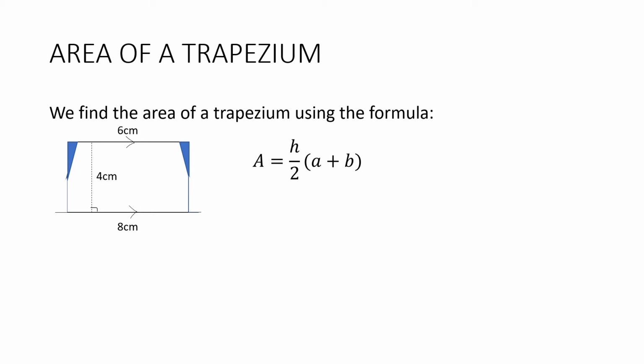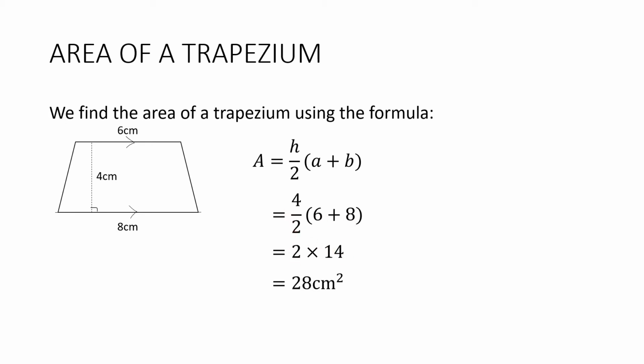Have a look at the formula. Here's our parallel sides divided by 2. So this is just the perpendicular height multiplied by the average of the 2 parallel sides. Let's get rid of all that mess. Back to our trapezium. Put it into the formula. There's our height. The 6 and the 8 go in here. And then 6 and 8 is 14. 4 divided by 2 is 2. 2 times 14 is 28 centimeters squared.